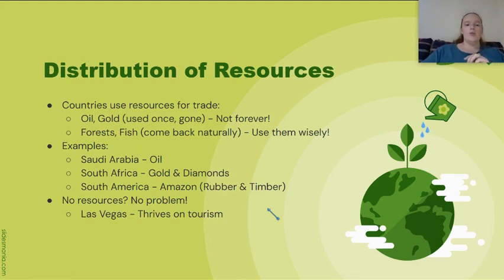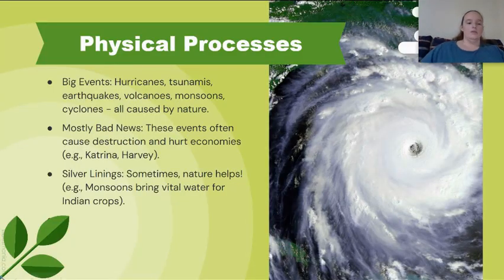Our distribution of resources also affects our economy. So countries have two different types of resources. We have our non-renewable and our renewable resources. So for oil and gold, we use them once, they're gone forever. They will not come back. Then we have our forests and fish. They will come back naturally over a period of time. So we have to use them wisely.